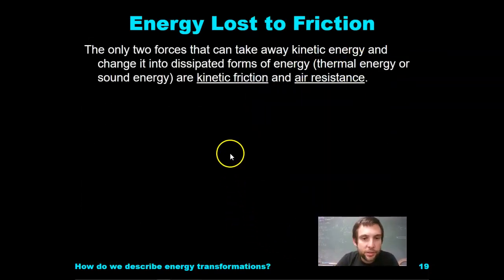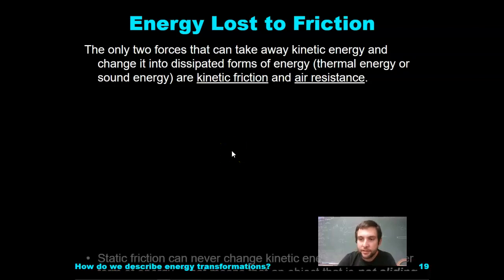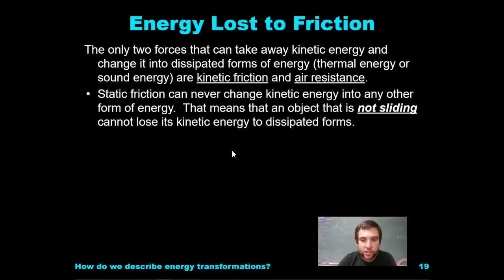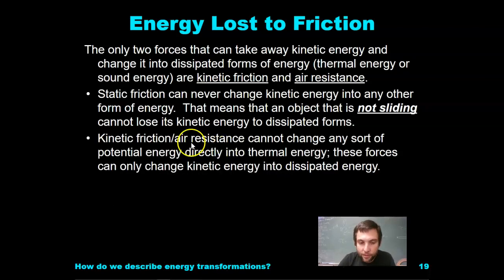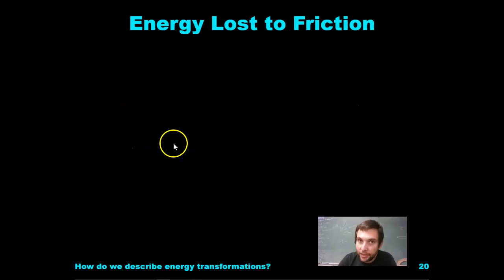Energy lost to friction. The only two forces that can take away kinetic energy and change it into dissipated forms of energy are kinetic friction and air resistance. Static friction can never change kinetic energy into any other form of energy. That means an object is not sliding, so it cannot lose kinetic energy to dissipated forms. If the object's not sliding, energy is not going anywhere. Kinetic friction or air resistance cannot change any sort of potential energy directly into thermal energy. These forces can only change kinetic energy into dissipated energy.